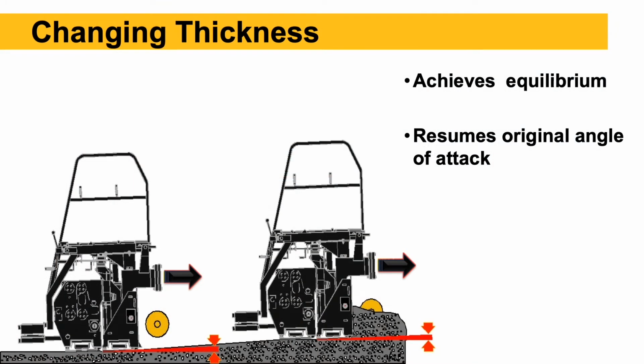This slide just shows that going on. So on the left side, you can see paving along at our original angle of attack. Let's just say it was 1/4 of an inch. We changed our depth screws. Our mat got thicker as we paved along, and then it came back to equilibrium at that same 1/4 inch original angle of attack. How long does that take to happen?